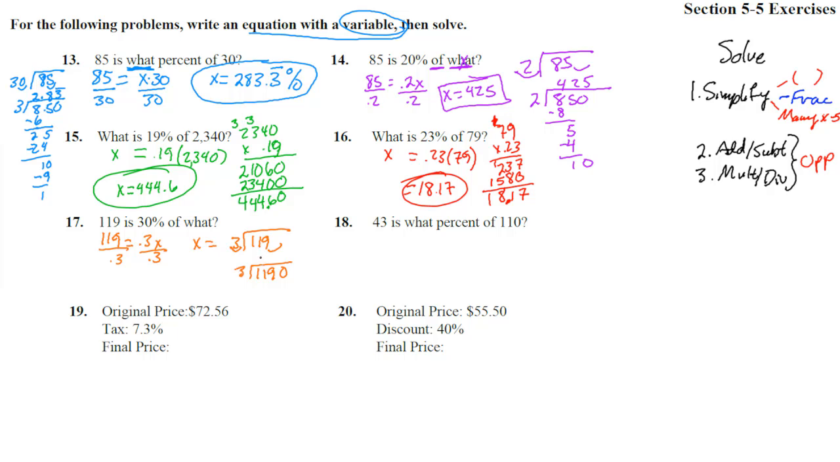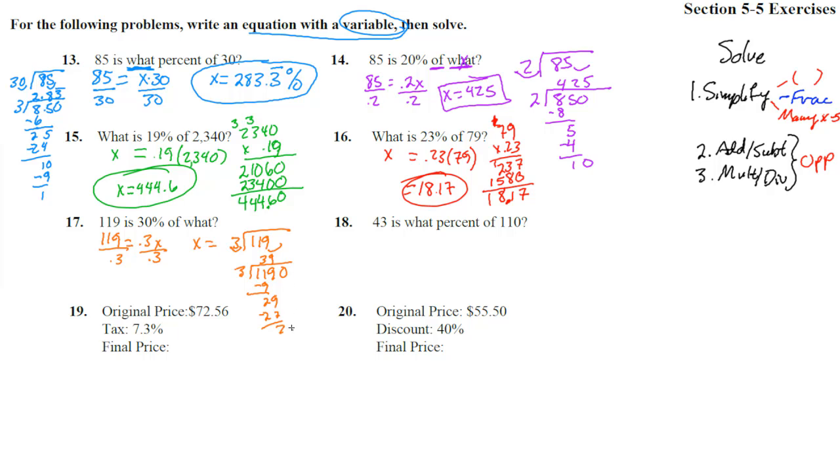So 3 goes into 11 3 times. 3 times 3 is 9. Subtract and we get 2. Bring down a 9. 3 goes into 29 9 times, which gives us 30. Not 30, it gives us 27.